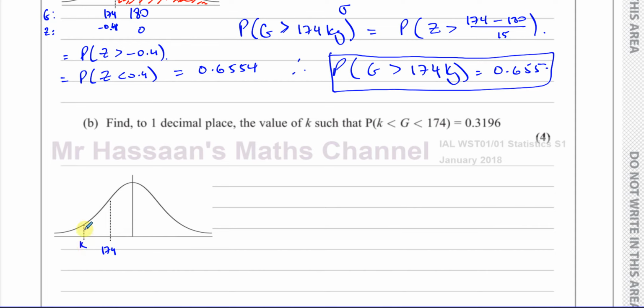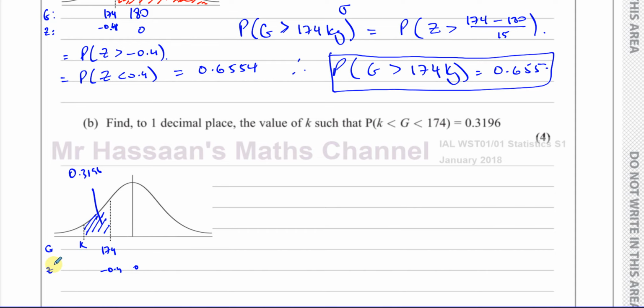So we're told that the area here is 0.3196. So that's the area there. Now we want to find what the value of K is. All right, so now what I can do is the following. I can flip this, because as we said, this is negative 0.4, and this is going to be a negative value, right? This is 0, this is G and this is Z.